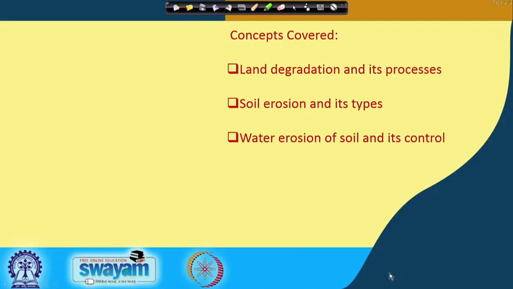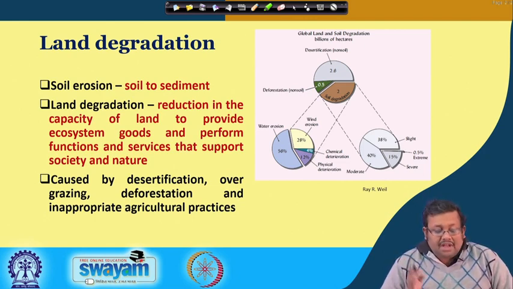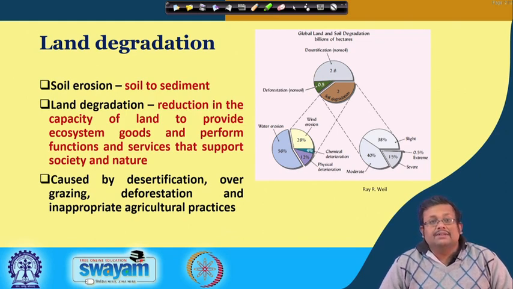The basic concepts which we'll be covering in this topic are land degradation and its process, soil erosion and its different types, and then water erosion of soil and its control. So, what is land degradation? Land degradation is somewhat similar to soil erosion, which is basically conversion of soil to sediment. In other words, it is the reduction in the capacity of the land to provide ecosystem goods and perform functions and services that support society and nature.